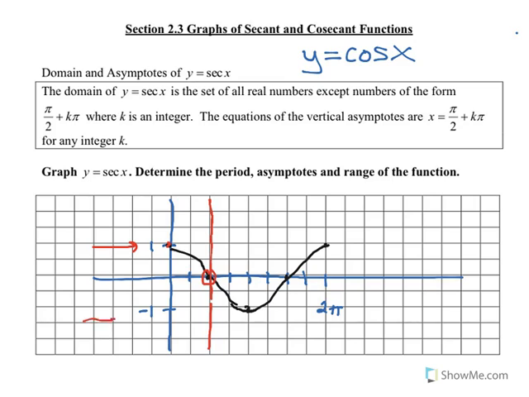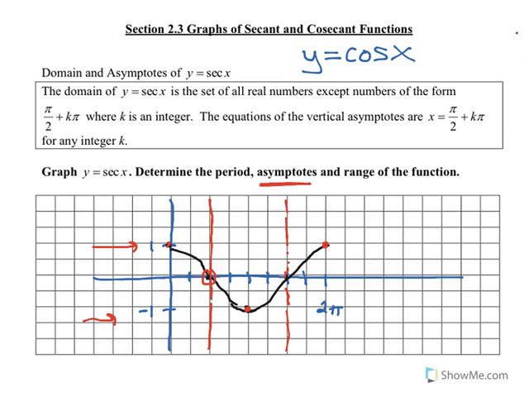The next one, when the y value is negative 1, the reciprocal of negative 1 is negative 1. At the 0, the reciprocal of 0 is undefined, so we'll put in an asymptote here. And then the last one, the reciprocal of 1 again is 1. That gets us three key points, plus the asymptotes where it's going to be undefined. An asymptote is a portion of the graph that does not exist, so the function is undefined there.